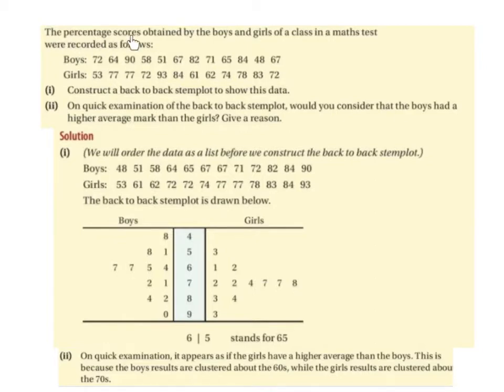The percentage scores obtained by the boys and girls of a class on a maths test were recorded as follows. Boys 72, 64, 90, 58, 51, 67, 82, 71, 65, 84, 48, 67. And girls 53, 77, 77, 72, 93, 84, 61, 62, 74, 78, 83 and 72. Part 1. Construct a back-to-back stem plot to show this data.